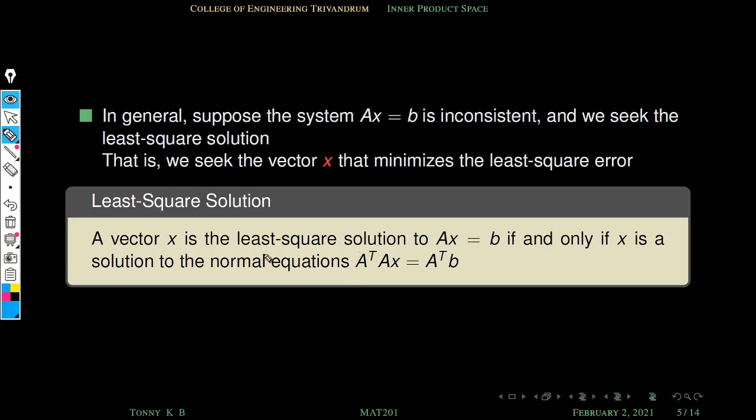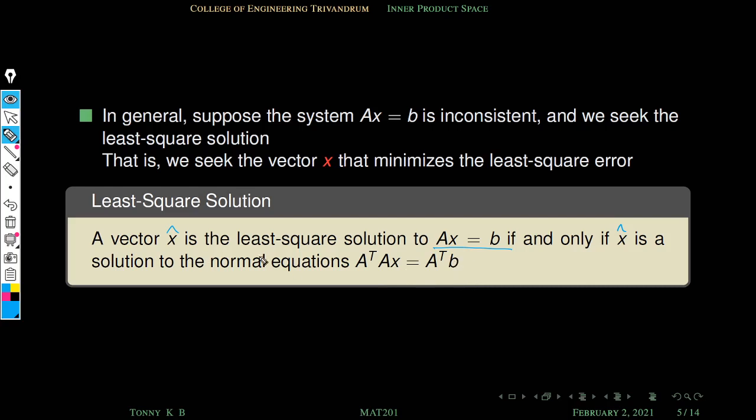A vector x is the least square solution to Ax equal to b. Okay, suppose Ax equal to b is inconsistent and x is the least square solution. എളുപ്പത്തിൽ നിങ്ങൾ x cap എന്ന് വേണം. Okay, x cap is the least square solution to the system Ax equal to b if and only if x cap is the solution of the normal equation A transpose A x equal to A transpose b.